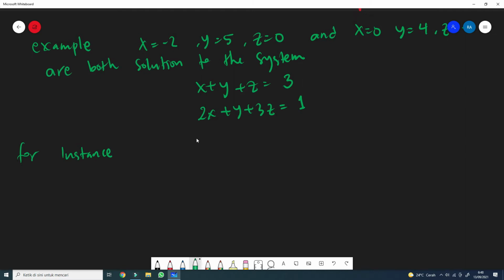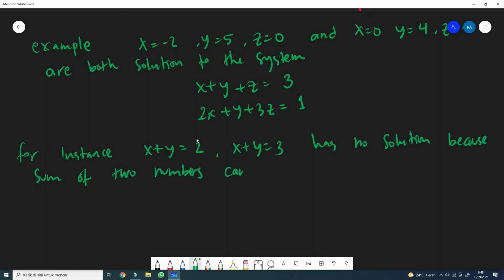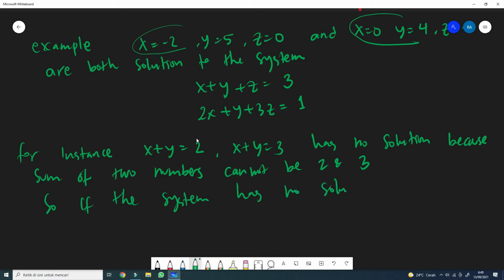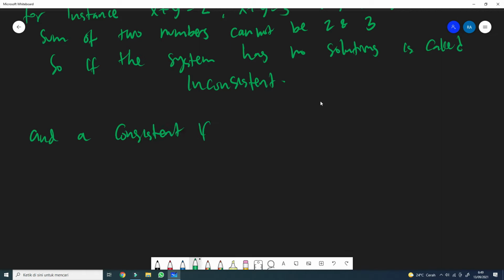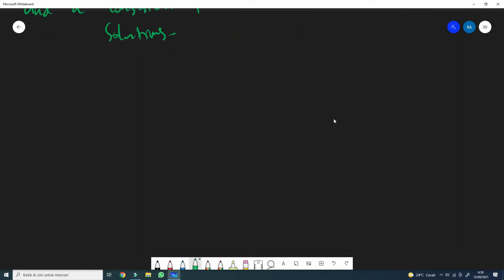For instance, if we substitute our x and y into x + y = 2 and x + y = 3, then it will be wrong and we have no solution because the sum of two numbers cannot be 2 and 3. Therefore, if the system has no solution, it's called inconsistent, and a system is called consistent if it has at least one solution.